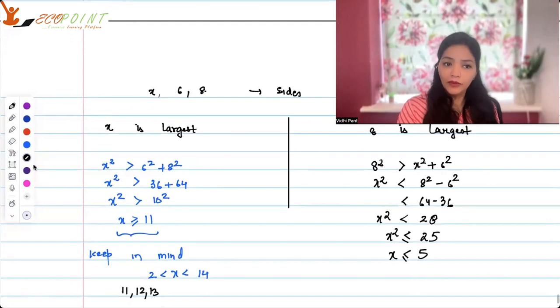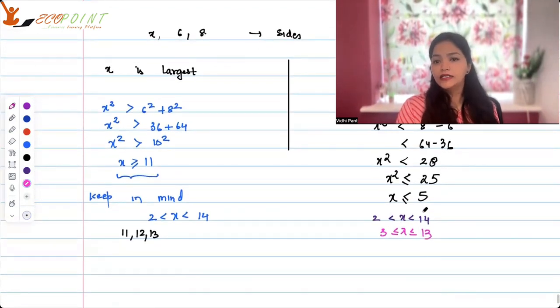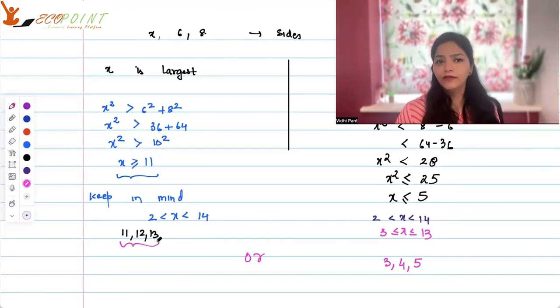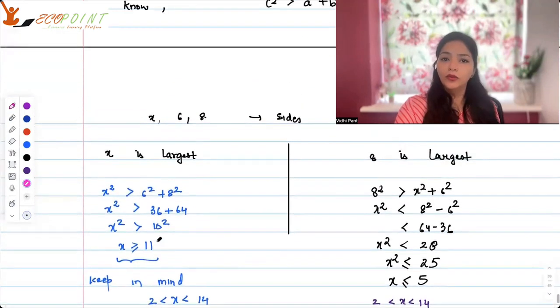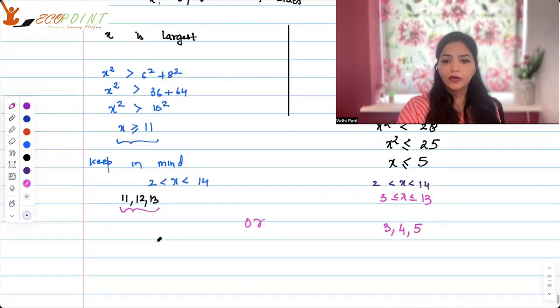Now again, keep in mind that x is strictly between 2 and 14, which means it can be between 3 and 13, including 3 and 13. Which numbers between 3 and 13 are less than or equal to 5? 3, 4, 5. So either it is taking values 11, 12, 13, or it can take values 3, 4, 5. In all these 6 cases, you will have an obtuse angled triangle.